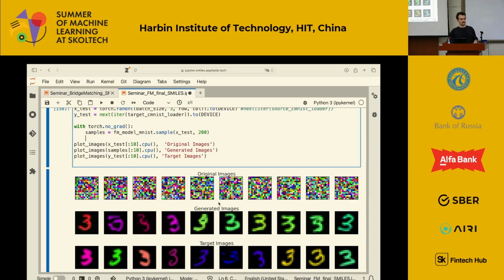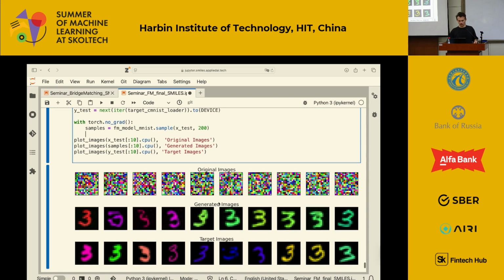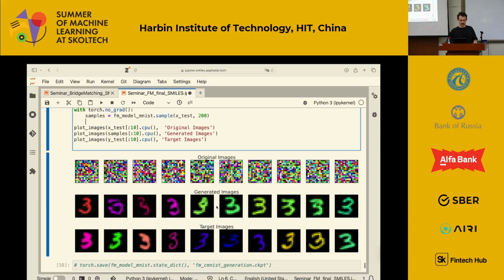It seems like the model is doing well in determining the shape of the target distribution, but not the color. Could you comment why? Excuse me, the mic seems to be not working.